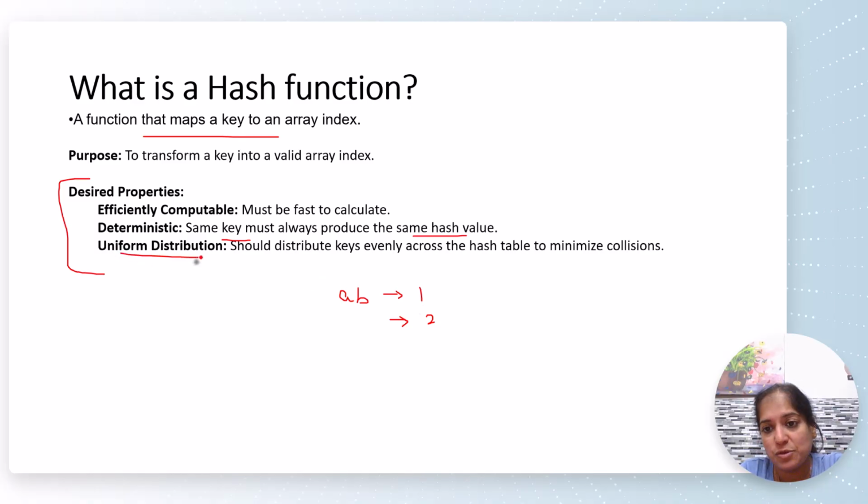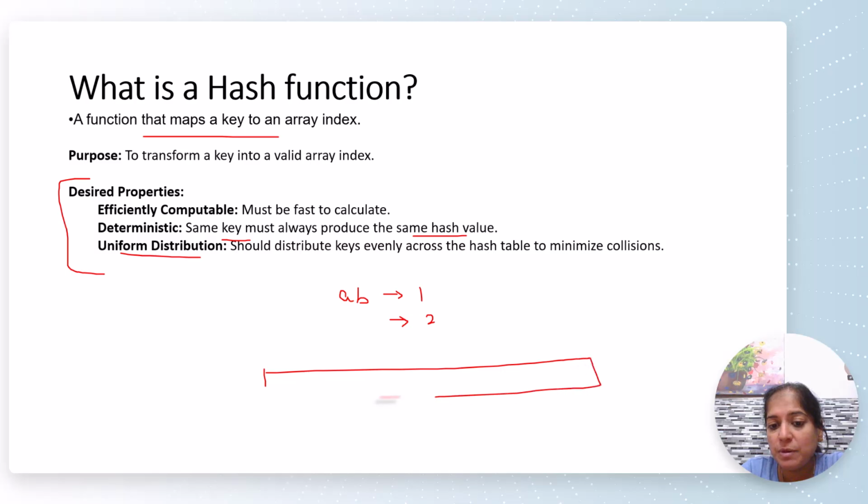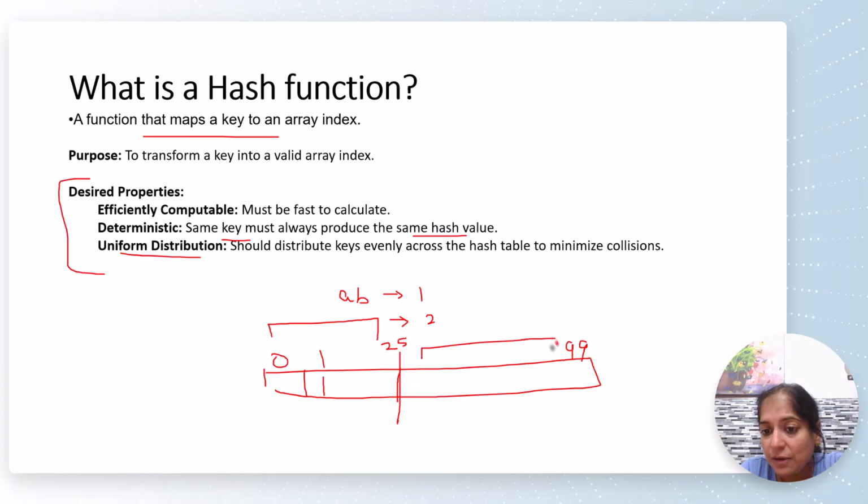And uniform distribution. It should distribute the keys evenly across the hash table to minimize collisions. For example, if your hash table is from index 0 to 99, that is, the size of the hash table is 100, but your hash function is returning indexes only up to 25, it is not uniformly distributed, because all the indexes are among the first 25 values and the rest of the values are empty. So a hash function should uniformly distribute the keys across the whole hash table.